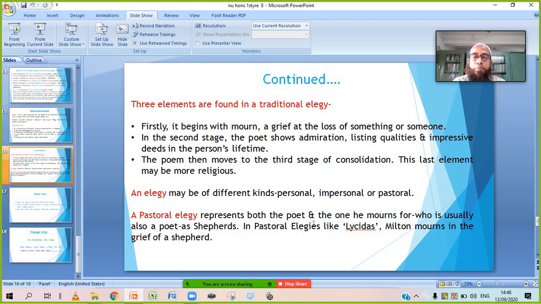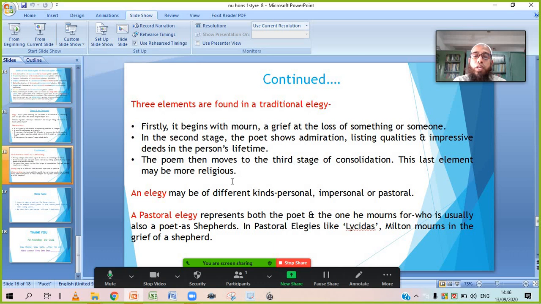A pastoral elegy represents both the poet and the one he mourns for, who is usually also a poet, as shepherds. In this type of elegy, the setting is, of course, a rural setting, I mean a countryside setting. In pastoral elegies like Lycidas, Milton mourns in the grief of a shepherd. So Lycidas, Milton's poem, is an example of pastoral elegy.